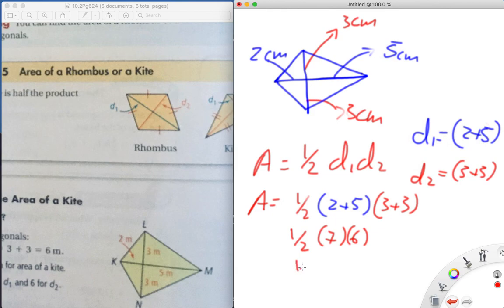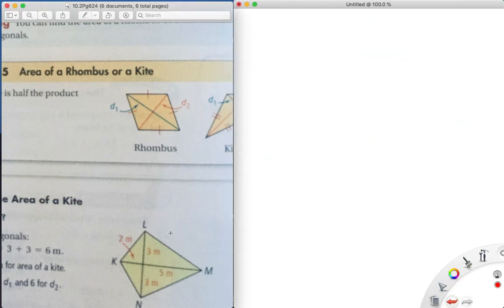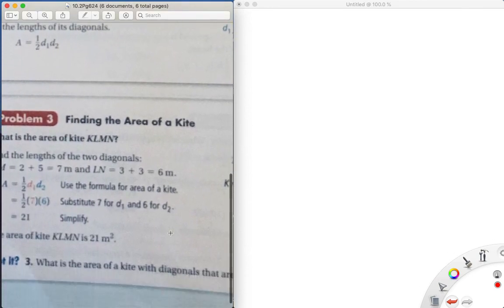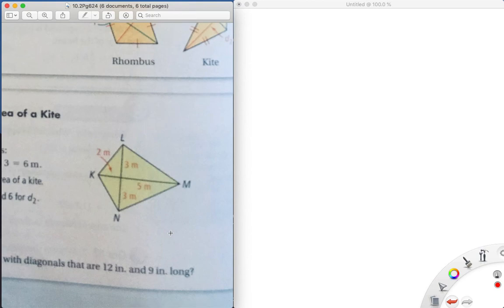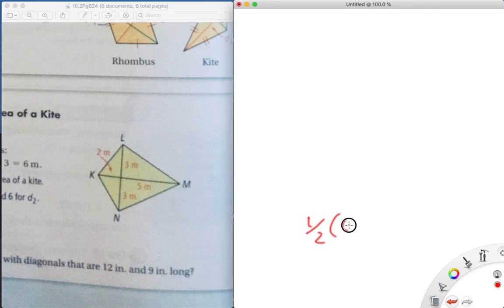That would be 1/2 of 42, which equals 24, and this is centimeters squared. So our area would be 24 centimeters squared. Oops, 21. My math is really off. So 1/2 of 42 equals 21 centimeters squared. My bad. Okay.